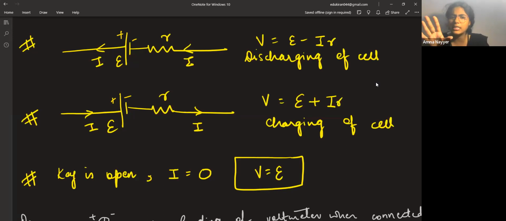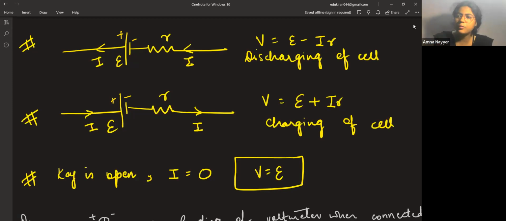Usually you have discharging only. You will see current is coming from the positive terminal. But just in case in your circuit you see that current is coming from the negative terminal, then don't use E minus Ir, use E plus Ir. And if the key is open, meaning no current is there, put it in any of the formulas. If current becomes 0, the potential becomes directly equal to the EMF of the cell.